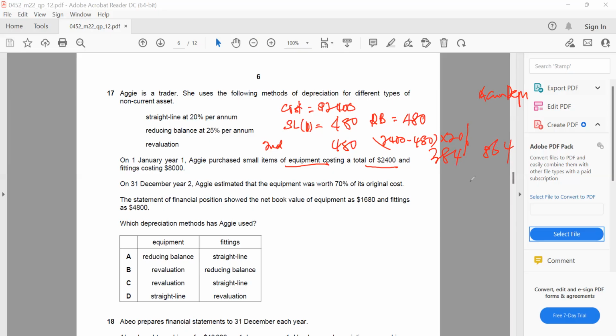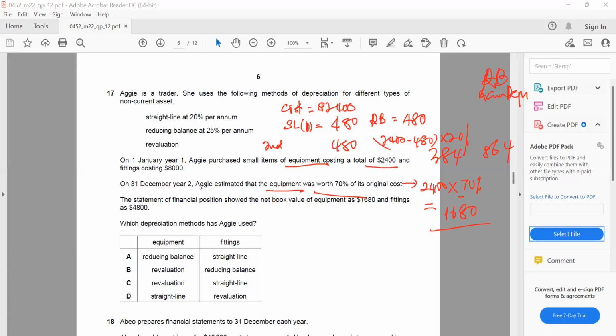Okay, the net book value, if we're using the reducing balance. And second year, estimate the equipment worth 70% of the original. So 70% means that 2,400 times 70%. So I get 2,400 times 70%, which is 1,680. So this is what I have.